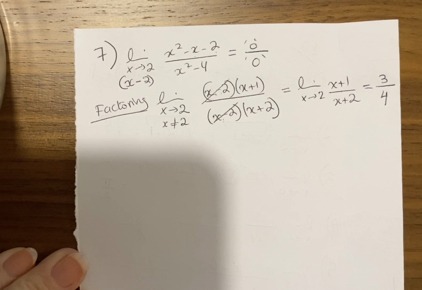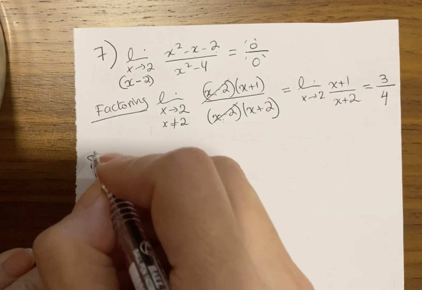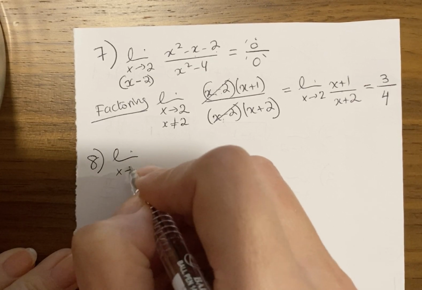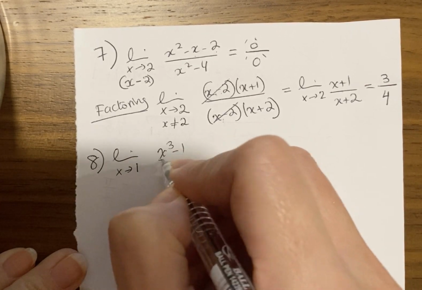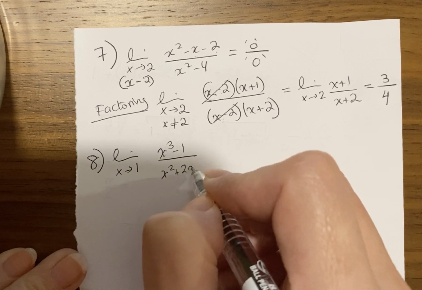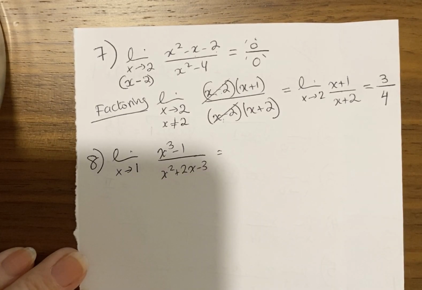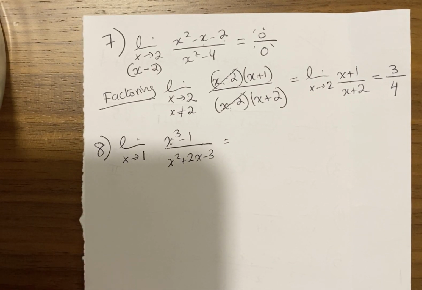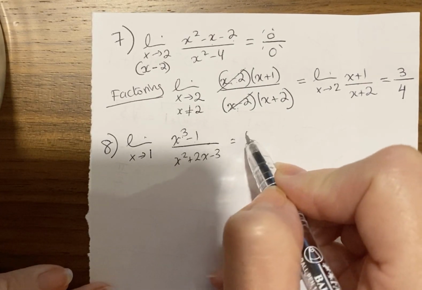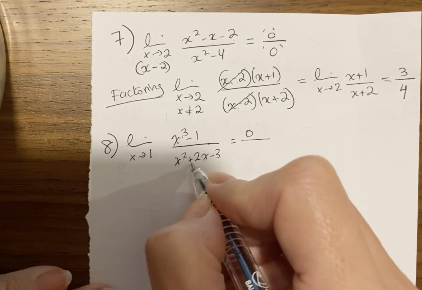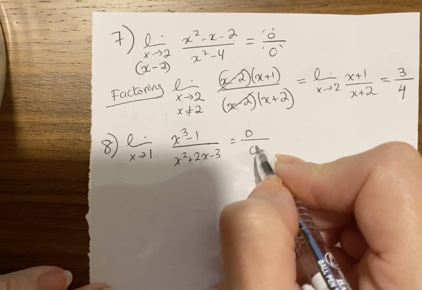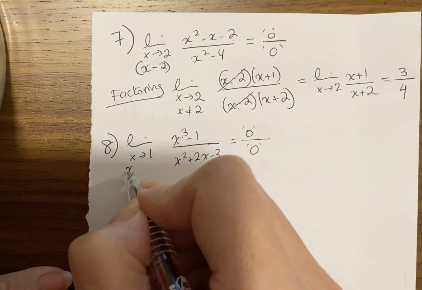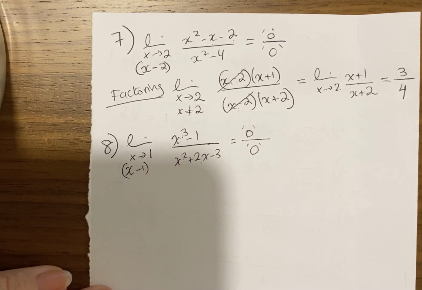Another example. Let's look at number 8. Limit as x approaches 1 of (x cubed minus 1) over (x squared plus 2x minus 3). Again, the first step is always checking whether we need to do more work or not. Sometimes we just need to substitute. 1 cubed, 1, minus 1, 0, over 1 plus 2, 3, minus 3, 0. The moment I see 0 over 0, what do I know I'm looking for? I'm looking for x minus 1.